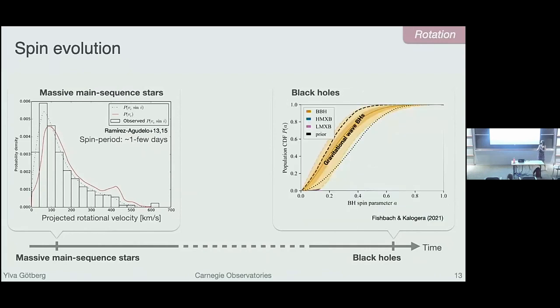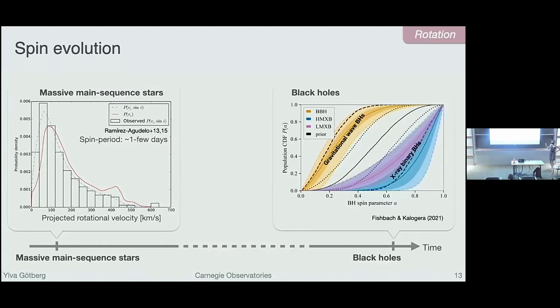So here is a graphic that I thought was very nice from Maya Fishback, where you can see the spin parameter in a cumulative plot. This is for the gravitational wave black holes, and this is for black holes in X-ray binaries. So we have slowly spinning black holes in gravitational wave binaries and fast spinning black holes in X-ray binaries.